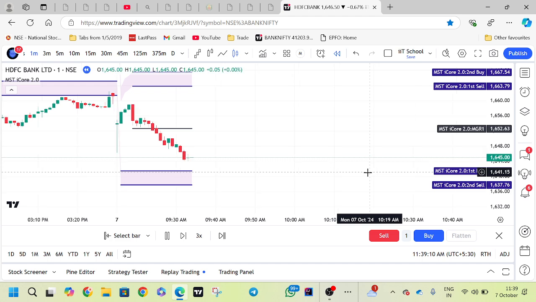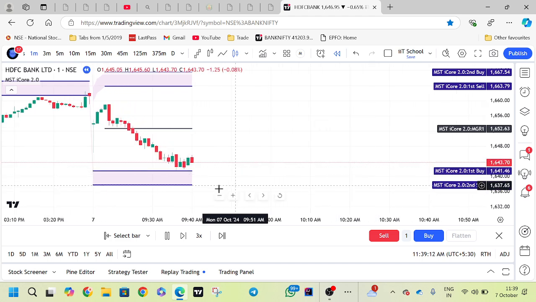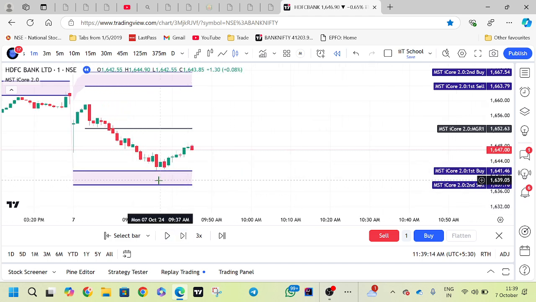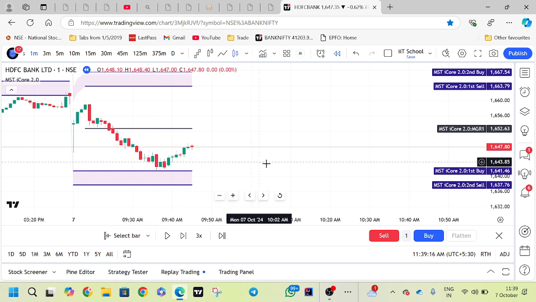Now we are ready with both pending orders. Now buy has been activated. See here, buy has been activated exactly.